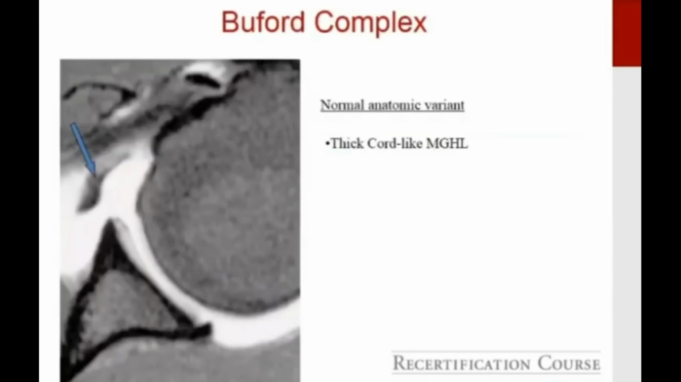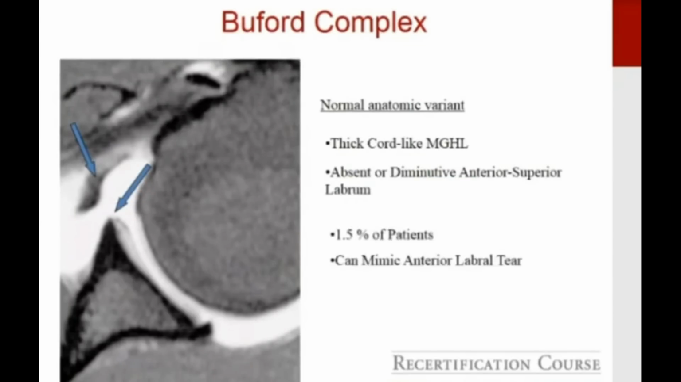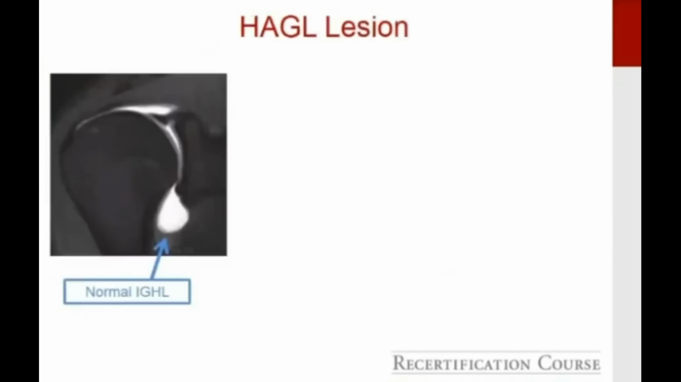The Buford complex is composed of a thickened cord-like middle glenohumeral ligament, which we see situated just deep to the subscapularis tendon in this axial view. We see that there's an absent or diminutive anterior superior labrum, and this composes the Buford complex: a thickened middle glenohumeral ligament and absent anterior superior labrum. And again, you don't want to mistake this for an avulsion of the anterior inferior glenoid labrum or labral tear. This is a normal anatomic variation.